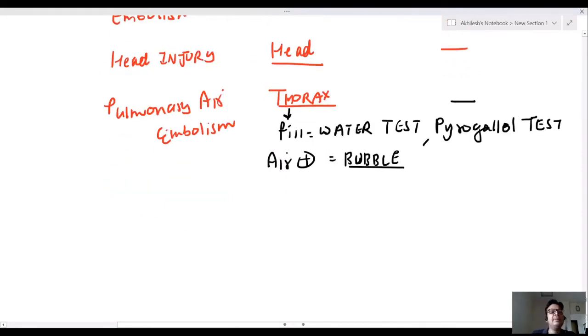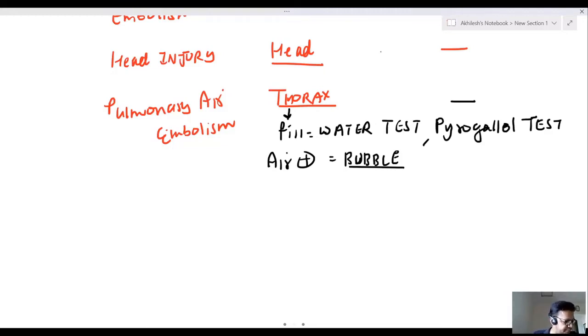So what are actually in pulmonary air embolism? What do we open first, sir? It's very simple. We open first thorax. We fill this thorax with water and we puncture the capillary. If bubble is there, it is a water test. And for pulmonary air embolism, we also do pyrogallol test.